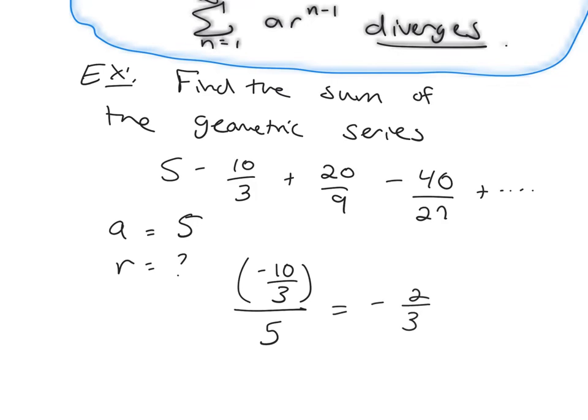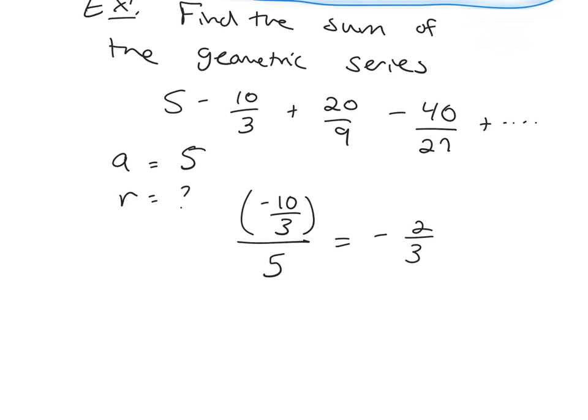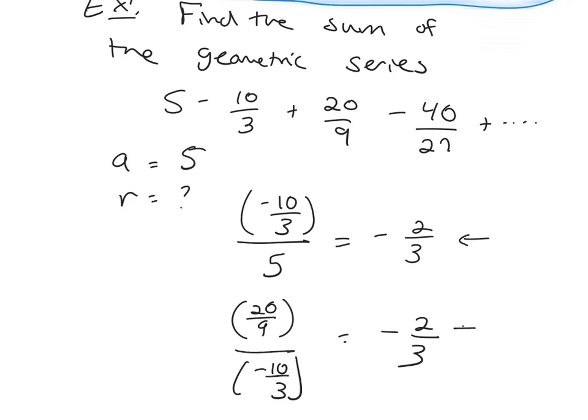And you can do this with any pair of numbers in this series. If I take 20 over 9 and divide by negative 10 over 3, you're going to get negative 2 over 3. If it's a geometric series, this should be the same number every time when you're taking the next term and dividing by the previous one. So this value here is R. So R is going to be negative 2/3. R is called the common ratio.